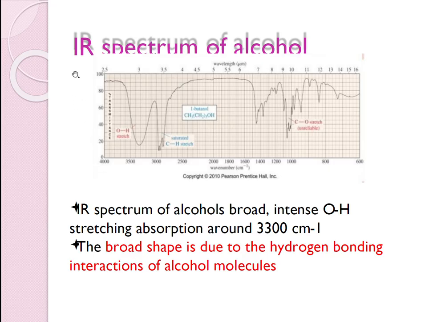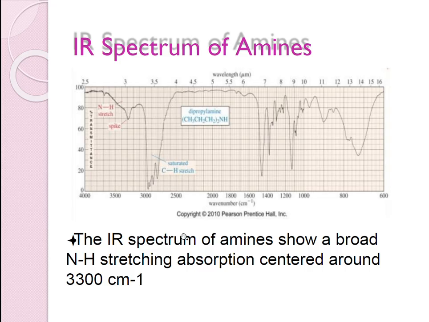Then you can see here, as an example, the IR spectrum of alcohol. Okay, as it is alcohol, it will contain hydroxyl. For hydroxyl, it will have absorption in the range of 3300 per centimeter. Then you can see the saturated CH stretch. The broad shape is due to the hydrogen bonding interaction of the alcohol molecule.